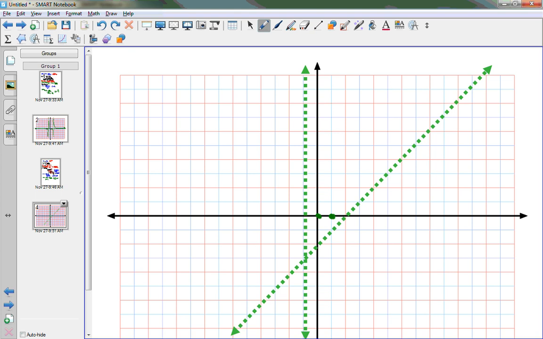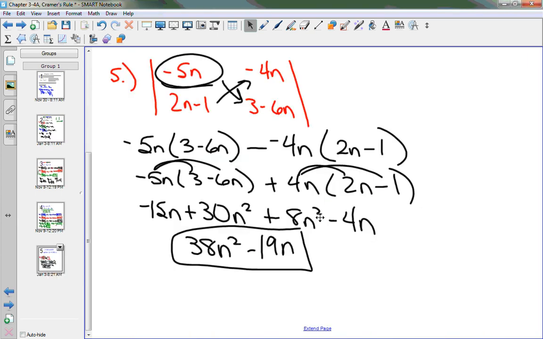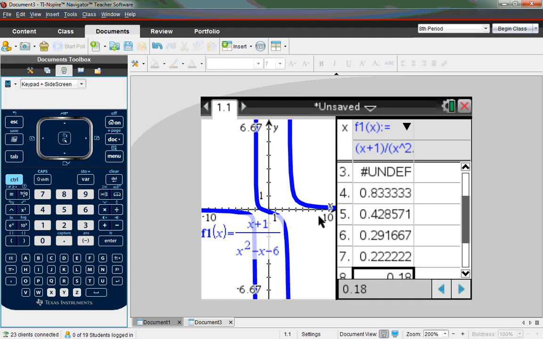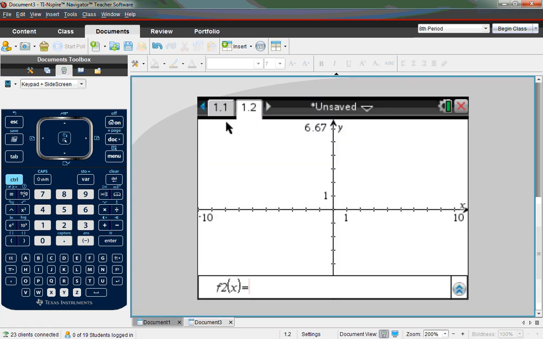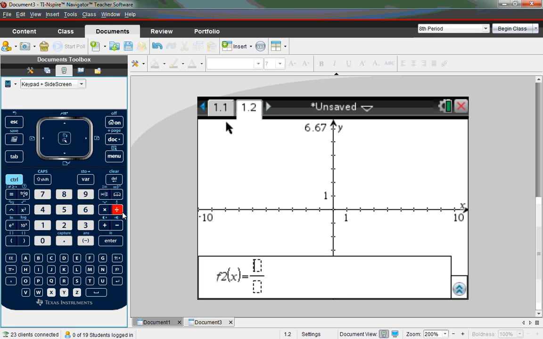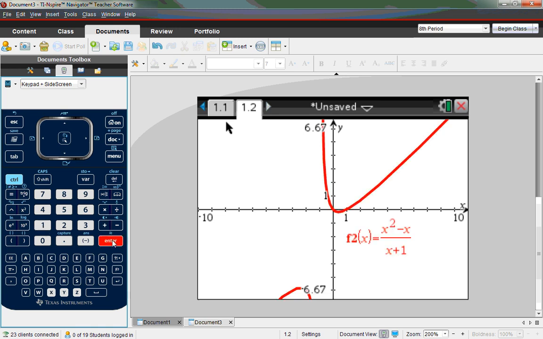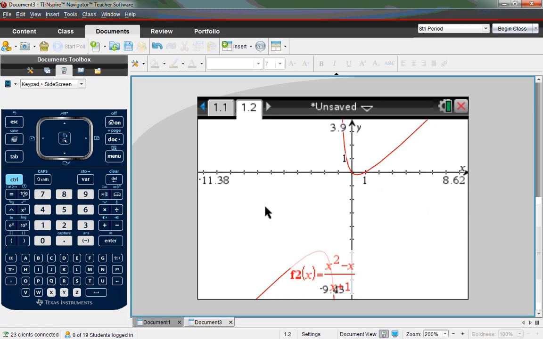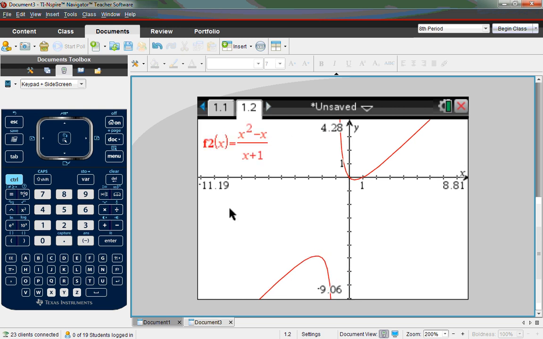Now I need to go to my table. So if I go to my table, I have to graph this thing. So I'm going to insert a new page, Control Doc. I want it to be a graphs page, and I want it to be x squared minus x over x plus 1. So I move this thing up. That's going to be my lovely little graph. You can see the slant asymptote. Now, what do I need to get out of here?